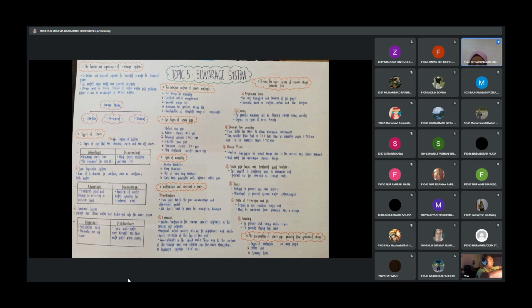Yang kelima kita ada type of manhole. Ada 4 jenis iaitu shallow manhole, deep manhole, use of backdrop manhole with internal outlet pipe. Yang keenam kita ada infiltration and corrosion in sewage. Yang ketujuh kita ada design the sewage system of rounded shape gravity flow.